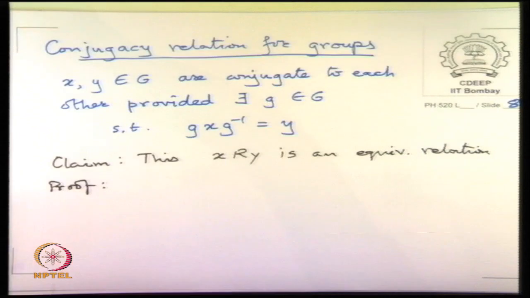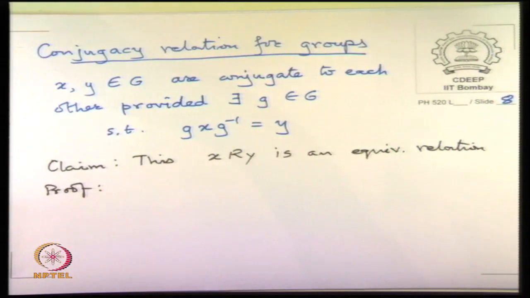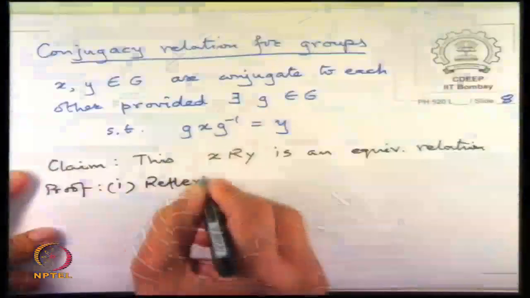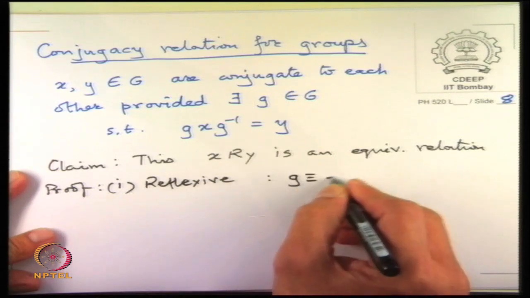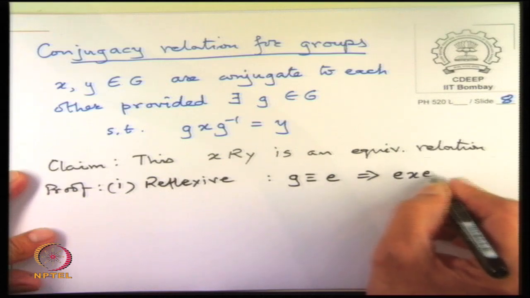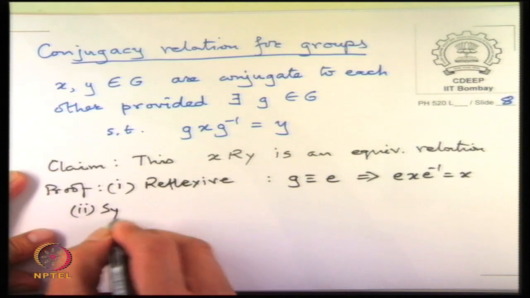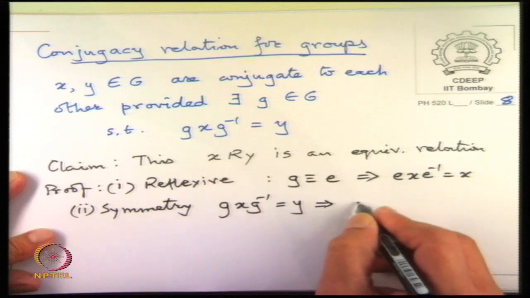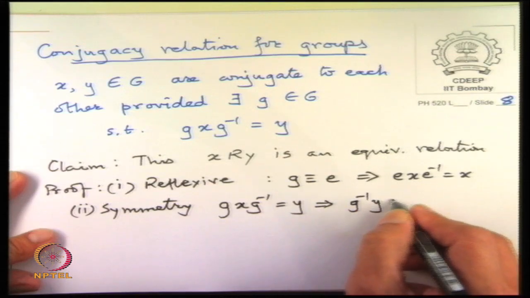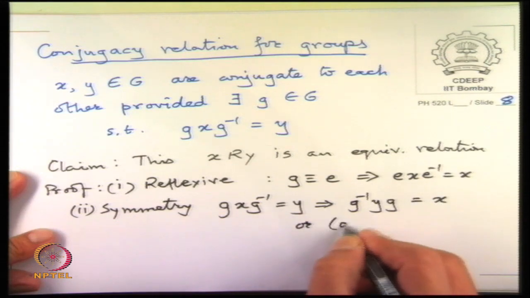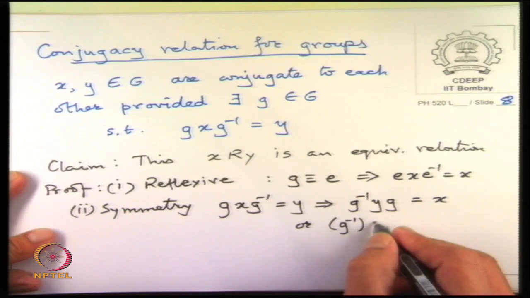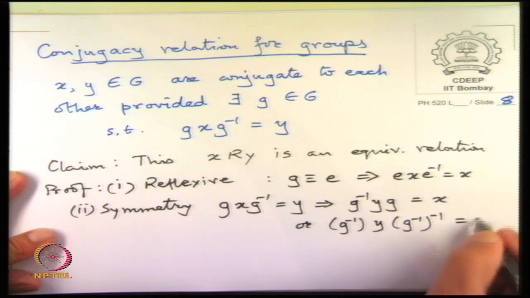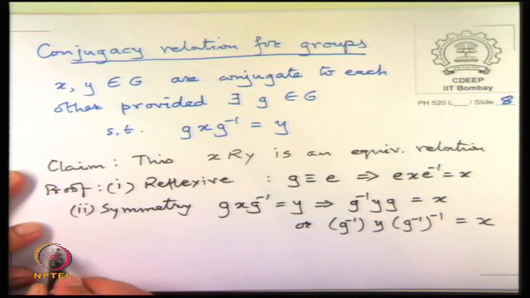Okay, and I am sure you have already started doing it in your head, checking why this is true. Can you write it down? What are the things to be checked? So we can check that reflexivity holds, with g equal to e. Symmetry: g inverse is the required element.